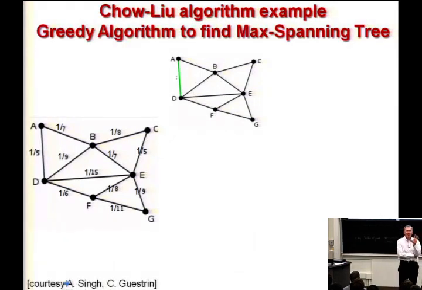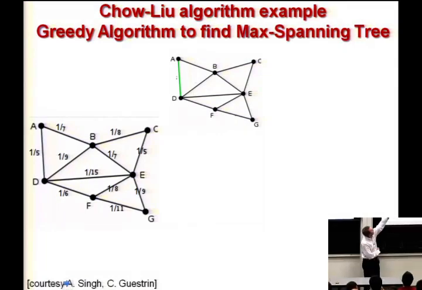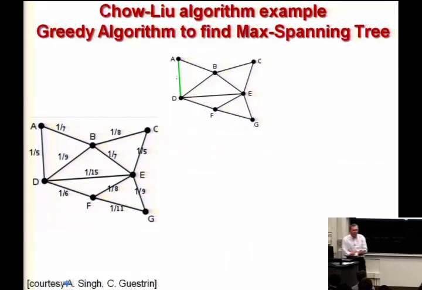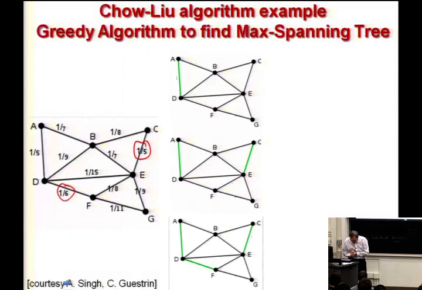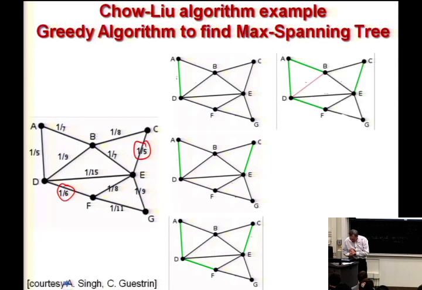First, we just decide we're going to include the edge that has the greatest mutual information. So 1 over 5 is the largest. Let's make that a green edge. That's going to be in our tree. Now we greedily pick the next highest mutual information. So it's a greedy algorithm. Here's another 1/5. So we add that one. What's the next one? I see a 1/6 down here. So we'll add that. Keep going. Here's a 1/7.